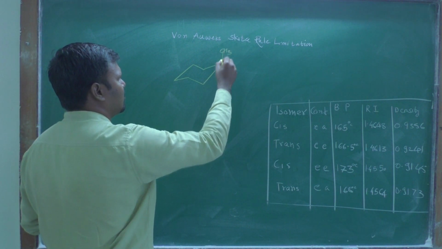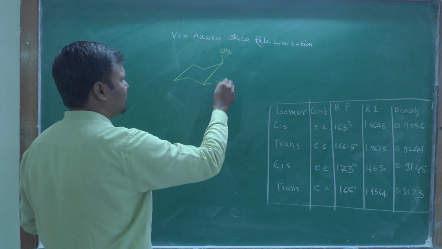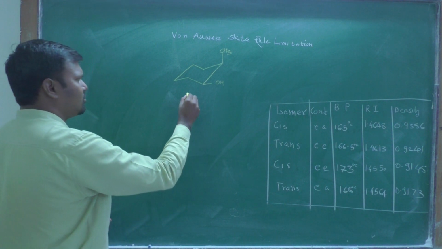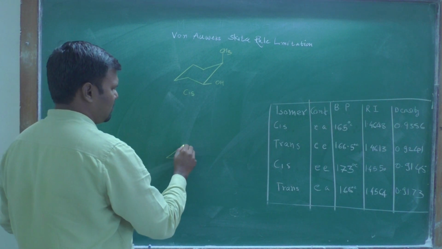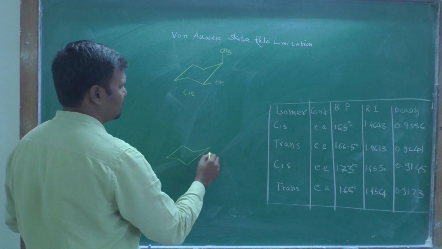2-alkyl cyclohexanol, that is, the cis and trans isomers.